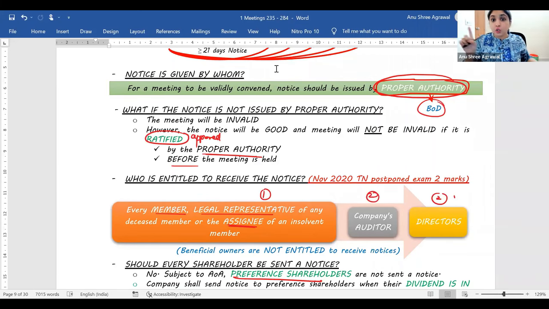Yes, there is one way. You go to the proper authority, you get ratification before the meeting. To whom should we send the notice? To three people. Number one, to members. But what if a member dies? Legal representative. But what if a member becomes insolvent? Official receiver, official assignee. Number two, who else? Auditor. Number three, who else?